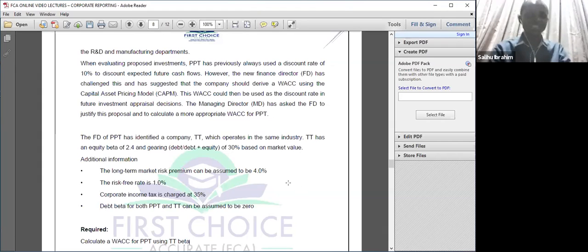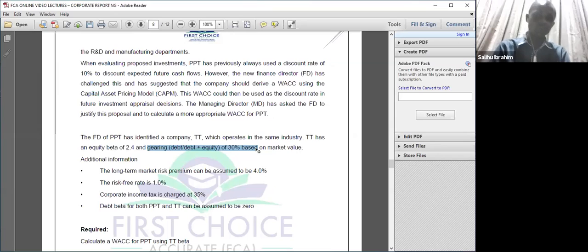So what do I need to do here? I will choose TT as my proxy company. I will identify the proxy beta, which is 2.4. Then I will ungear, because if you look at this, TT is having gearing, isn't it? The gearing ratio of TT is 30%. What does that mean? It means that TT is a geared company. And the moment it's a geared company, then the beta is geared. And even the question has told you that this is an equity beta. Equity beta is a geared beta already. So what do I need to do? I need to ungear this beta to get my asset beta. Asset beta will now represent the market risk, the business risk that both TT and PPT are facing in that industry where they are operating.